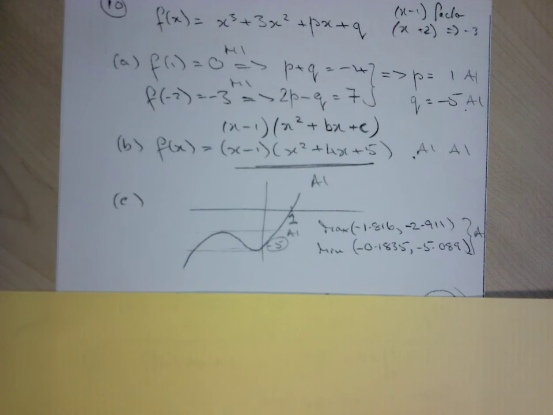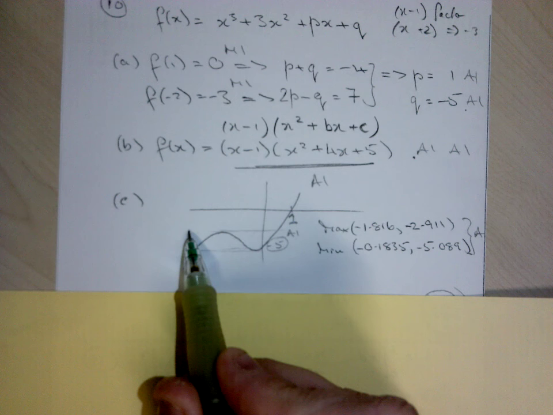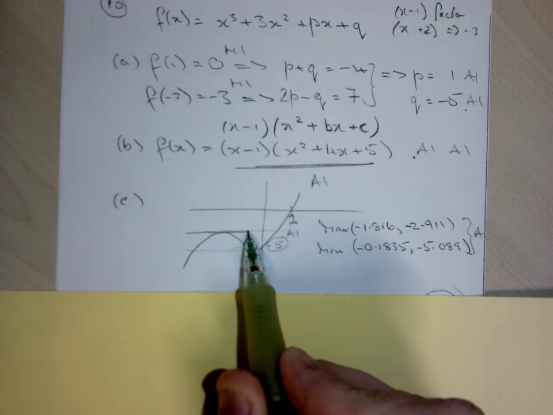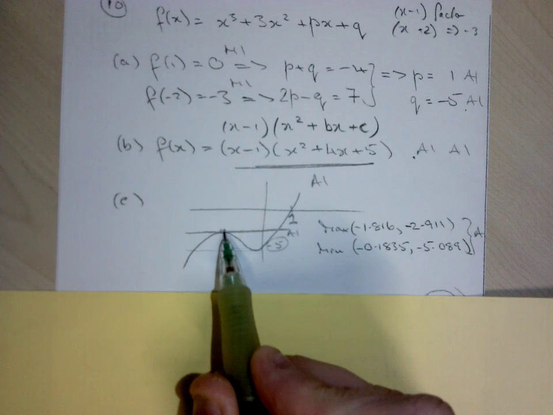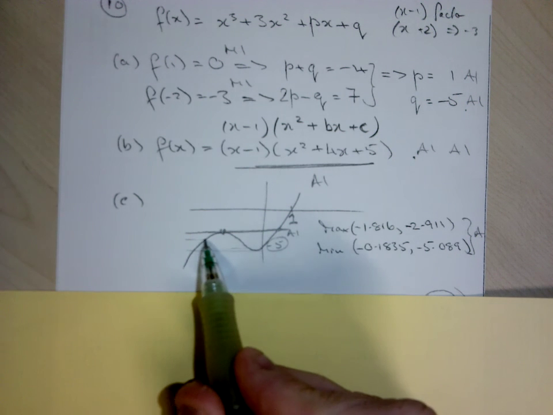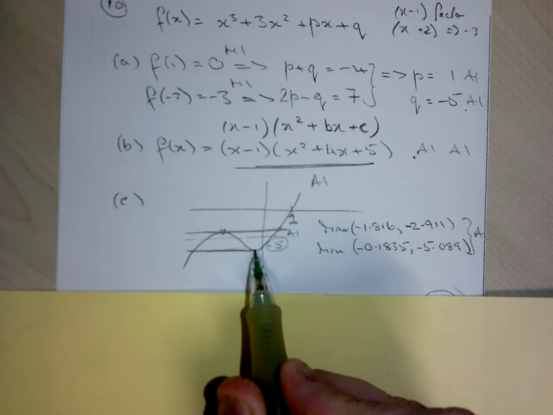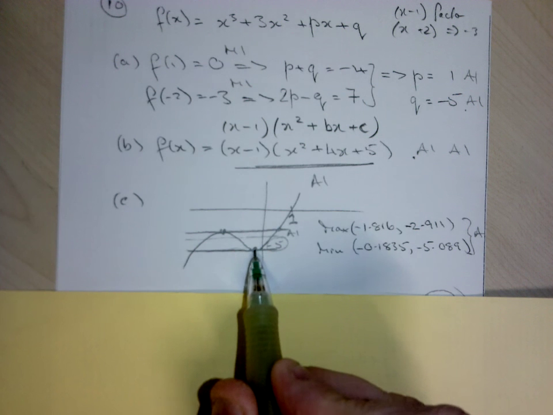Part D, use your graph to state the range of values of c for which f of x equals c has at least 2 real roots. Well, I can see if f of x equals this number here, it will lead me to 2 roots, a repeated root and a root there. Anything through here gives me 3, that's fine. Of course, I'm going to go all the way down to this point where I'm going to get a root there and a root there.